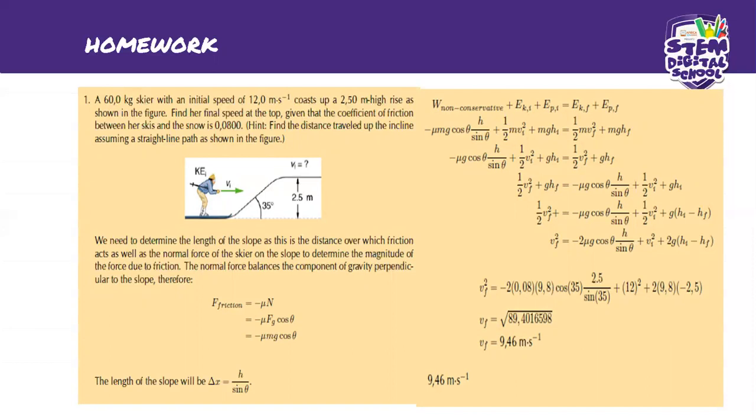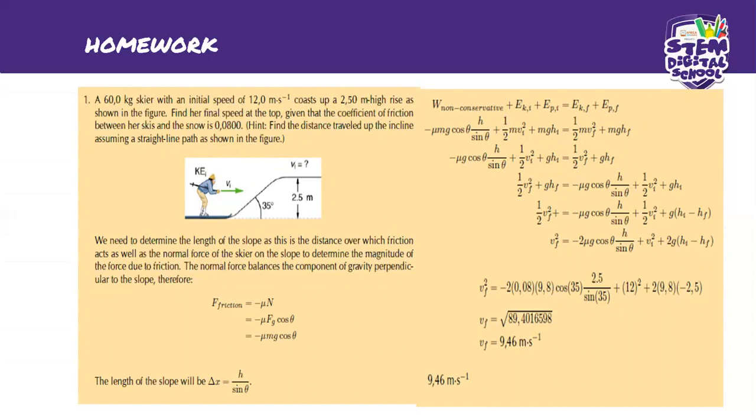So we need to determine the length of the slope, as this is the distance over which friction acts, as well as the normal force of the skier on the slope, to determine the magnitude of the force due to friction. So the normal force balances the component of gravity perpendicular to the slope. So guys, I need you to go and do this problem. And why do we need to do this problem? So that we can test ourselves.